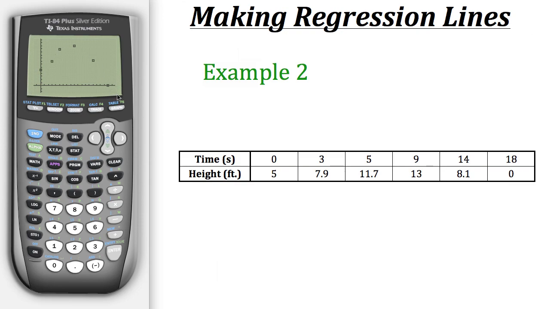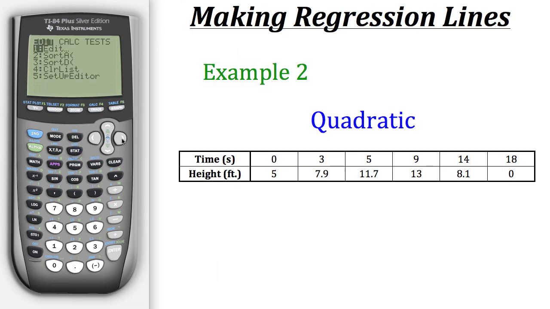So when we make a regression line for the data, we want it to be quadratic. So let's do that. We'll go to Stat, and then scroll over to Calc. And now the fifth option down, you could see QuadReg. That represents making a quadratic regression line.